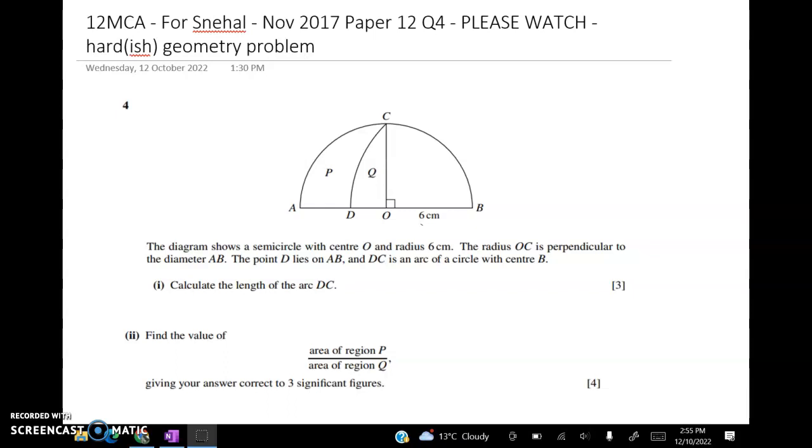Kia ora, here's a nice geometry question from Pure 1 back in 2017. Snehal sent me this one in, and he wanted help with the second half of the question. I'm going to go pretty slowly through the first half as well.